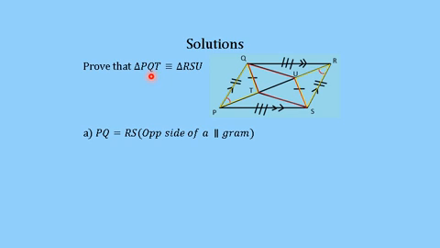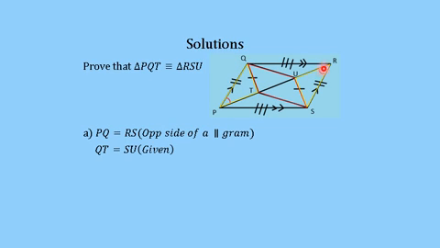Okay, now we go to QT and SU. And if you still remember, it is given there that QT equals to SU. Therefore, QT equals to SU. And here comes the best reason: given. Okay, now let's come to PT and RU.